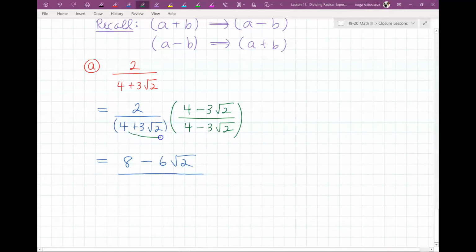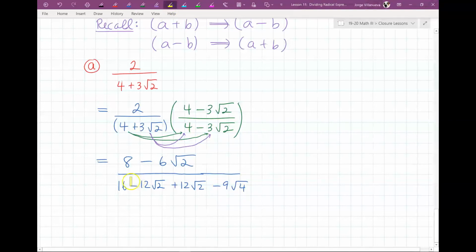Let's get 4 times 4 and 4 times negative 3 radical 2. So 4 times 4, that's 16. 4 times negative 3 radical 2 is a negative 12 radical 2. And then let's do the 3 radical 2 times 4 and the 3 radical 2 times a negative 3 radical 2. 3 radical 2 times 4 is a positive 12 radical 2. And then 3 radical 2 times negative 3 radical 2 is a negative 9 radical 4, right? Because 2 times 2 is 4, 3 times 3 is 9.